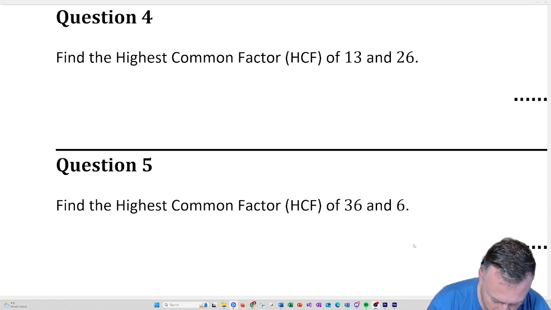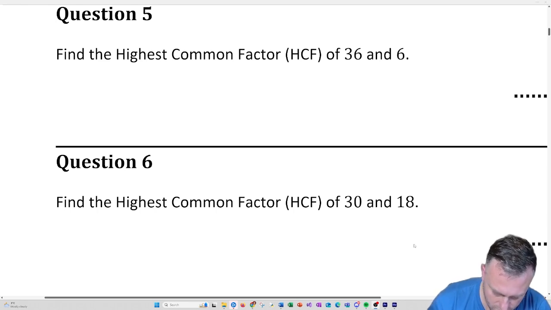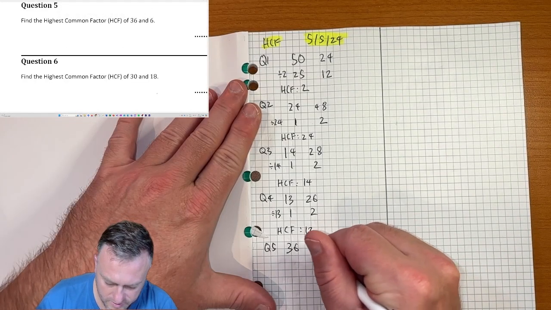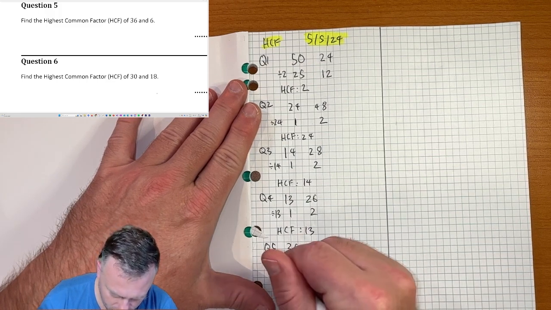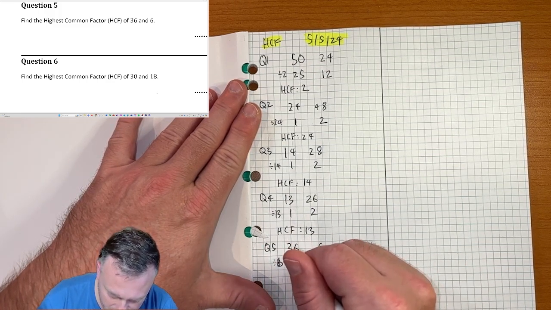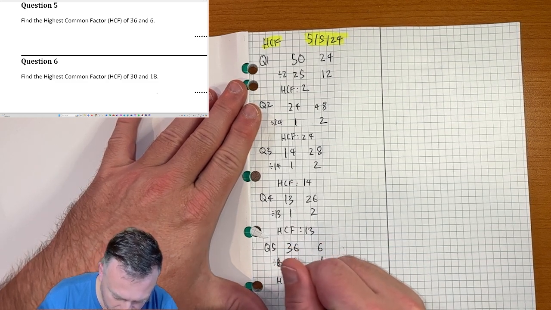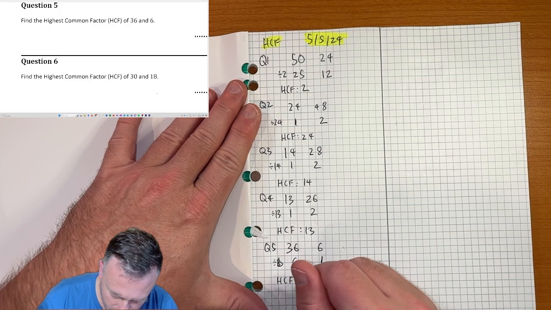Cool. Question 5. We've got 36 and 6. So we can divide both of those, not by 3, we can divide them both by 6, which gives us 6 and 1. So therefore the highest common factor in this case is just 6.